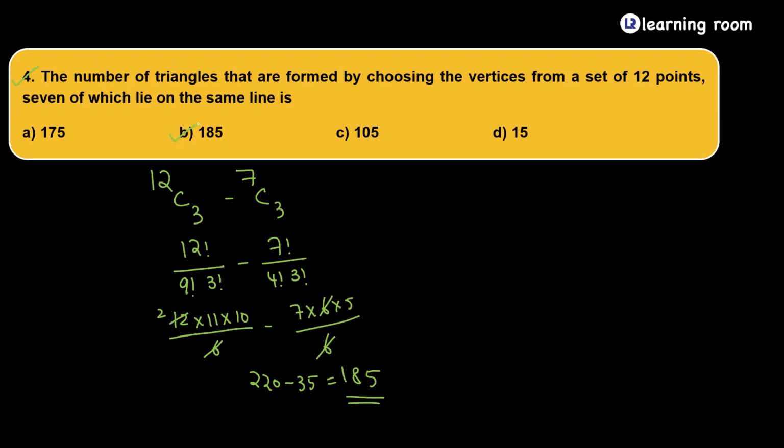I hope the logic is clear. Right? Did you understand why we didn't take 7C1? If you take 7C1, what is the meaning? You're just picking one point. It has nothing to do with the triangle. Right?